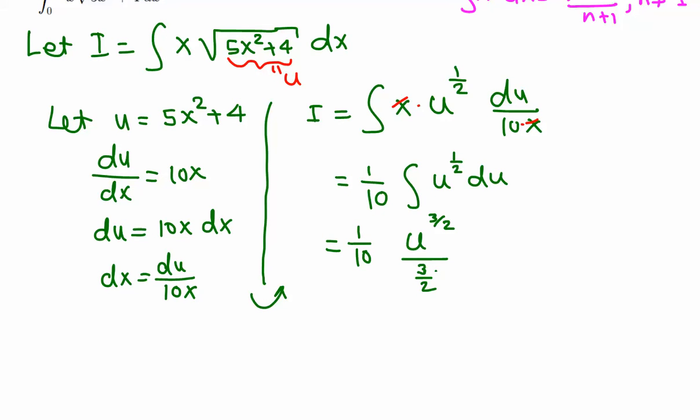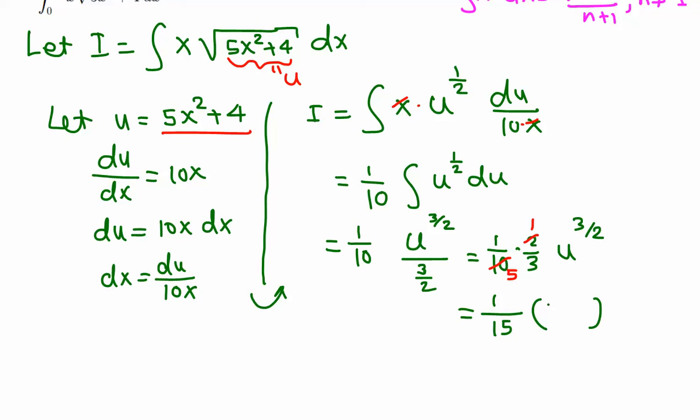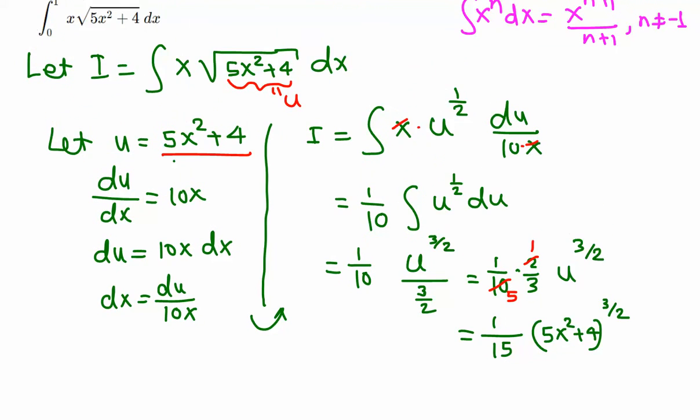Okay, now this is a complex fraction, so we keep change flip, this division into multiplication, and when we bring it to the front it becomes 2/3. So this is the same as 1/10 times flip 2/3, because this was on the bottom, u raised to 3/2. Now back substitute the value of u. At the same time, 1/10 times 2/3, 2 goes 1 time, 2 goes 5 times. So this is 1 times 1 over 5 times 3, 15. Now u is in fact 5x squared plus 4. So this is 1/15 times 5x squared plus 4 raised to 3/2. Okay, this is the entire antiderivative of this indefinite integral.